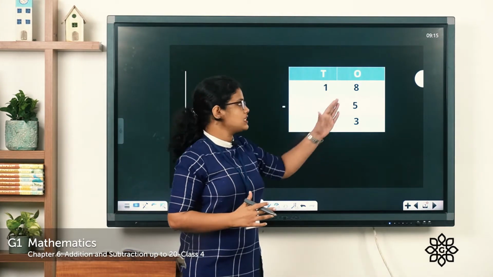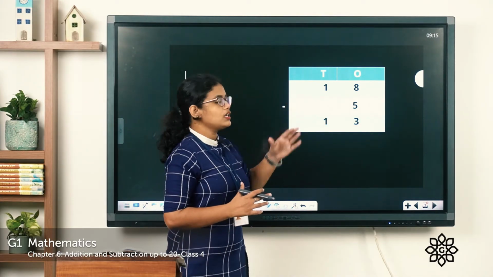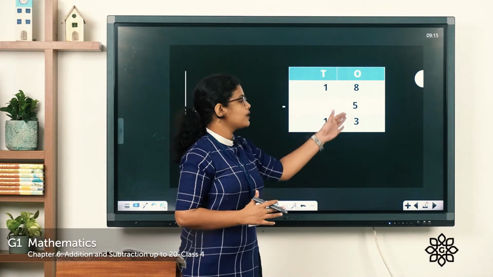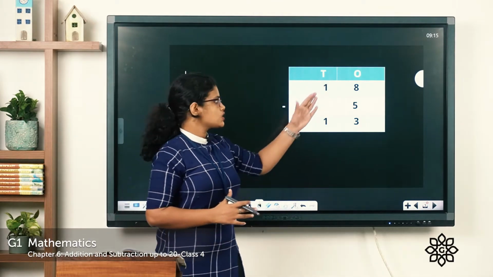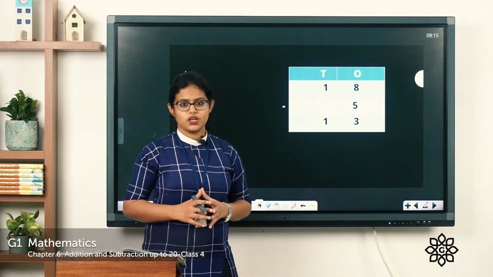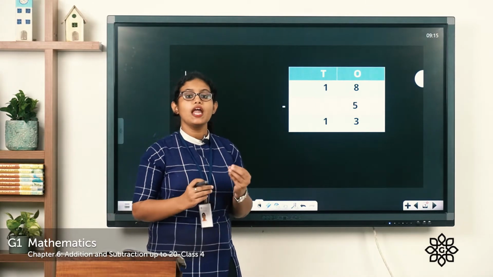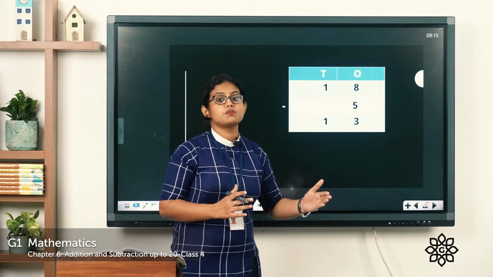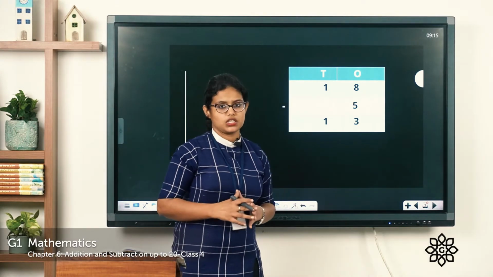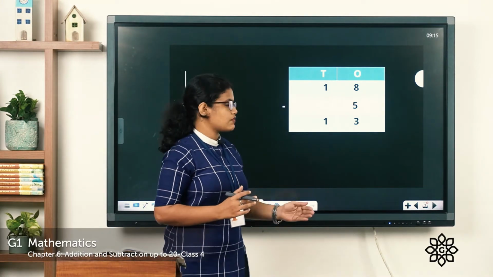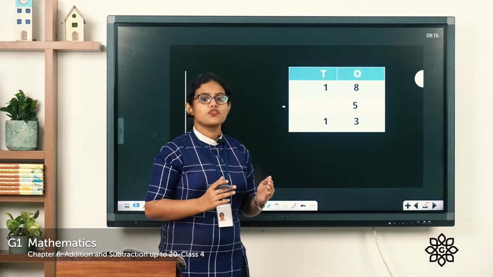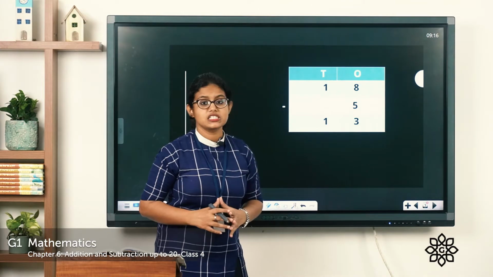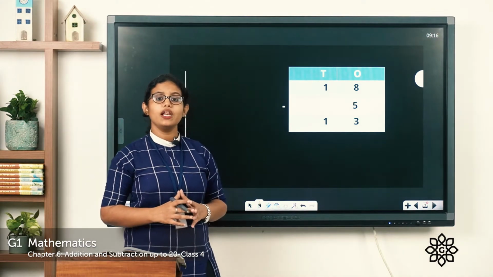18. So 8 comes in 1's place. Then 1 in 10's place. First, we need to subtract the numbers in 1's place. So what is 8 minus 5? Which means you need to take away 5 from 8. Here you can move 5 steps backward. You can do backward counting 5 steps. 7, 6, 5, 4, 3. So what is 8 minus 5? 8 minus 5 equals 3.